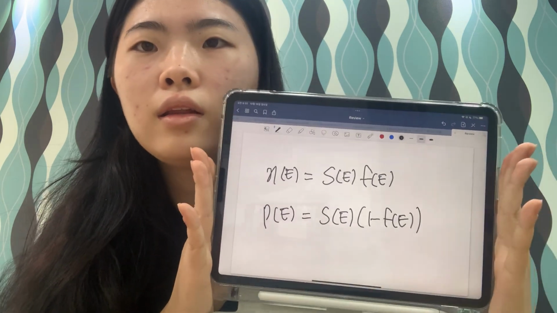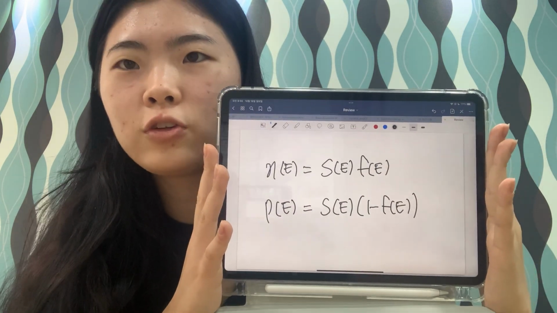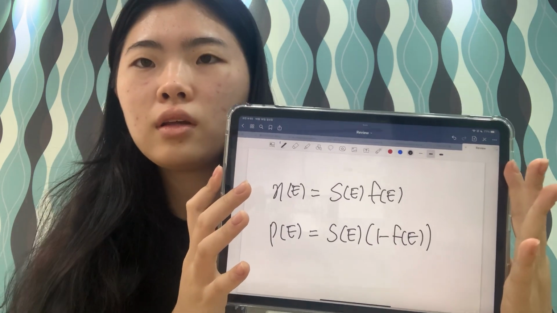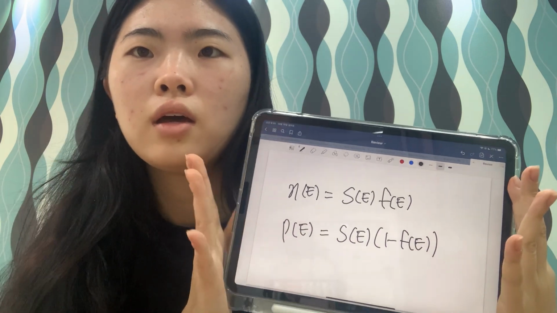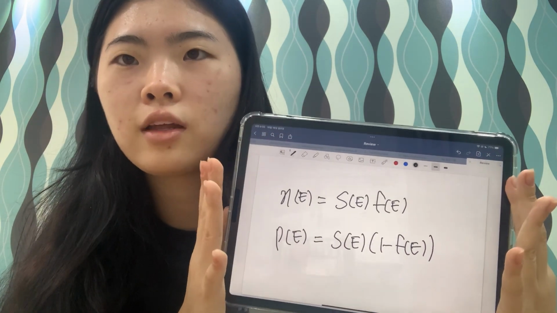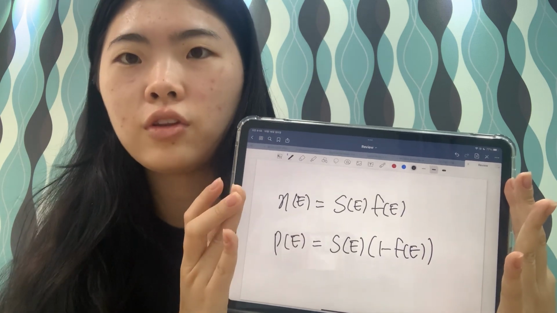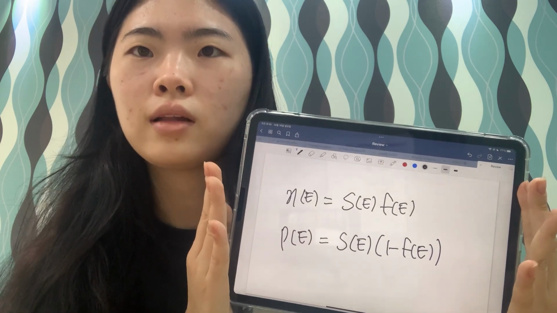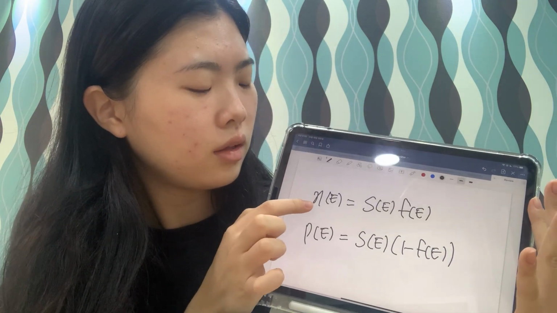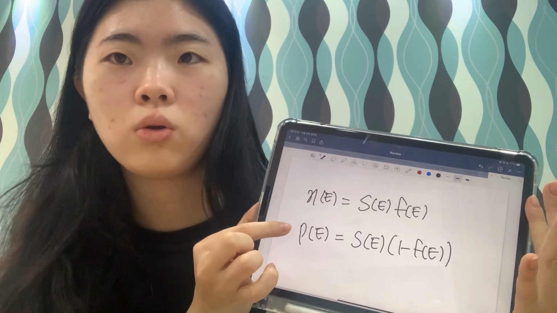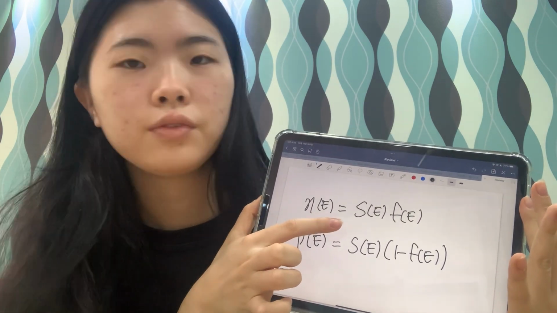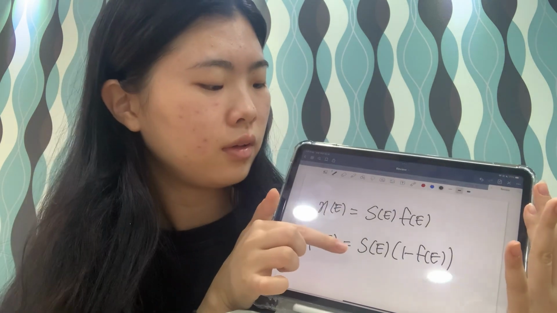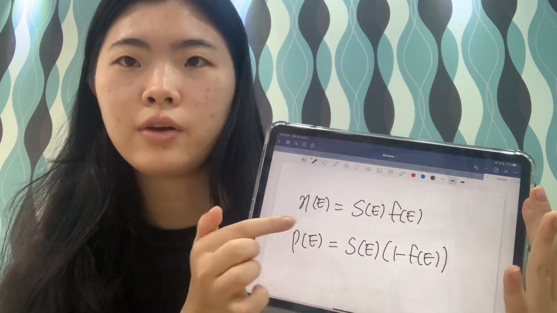And in this chapter, our goal is to calculate the carrier concentration. Carrier concentration is equal to the density of states times the Fermi-Dirac distribution. So we studied the density of states and the Fermi-Dirac distribution. This is electron and this is hole. So electron concentration equals density of states times the Fermi-Dirac distribution, and hole concentration equals density of states times 1 minus the Fermi-Dirac distribution.